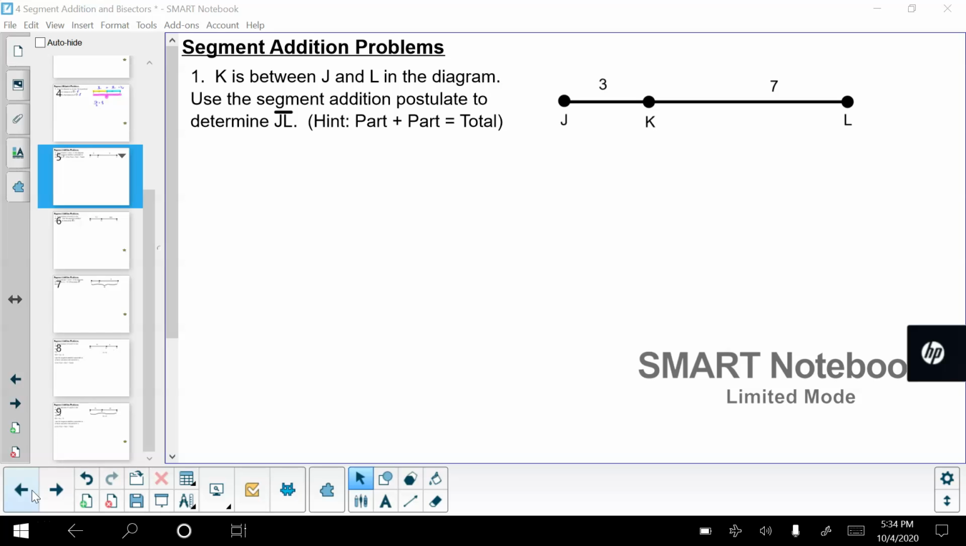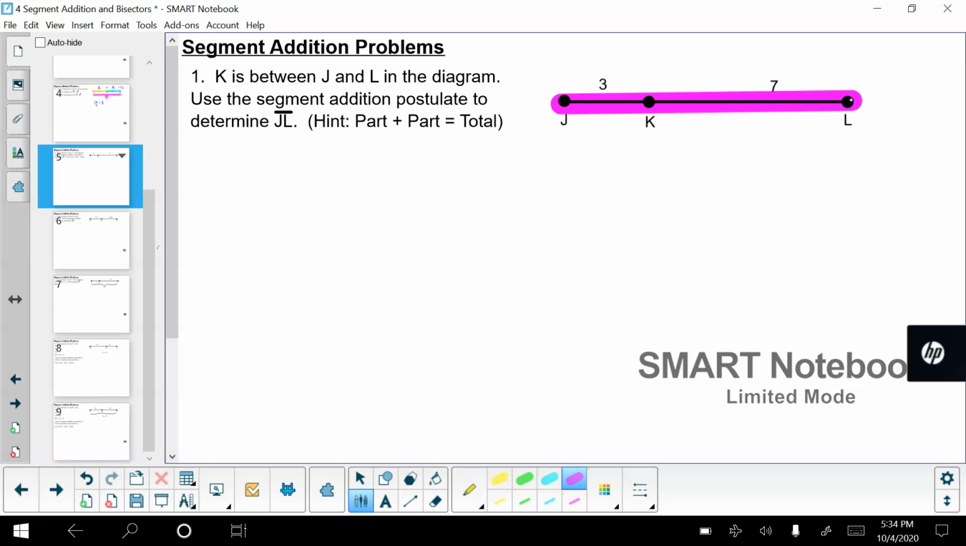Let's look at question number 1. It says K is between J and L, which is shown in the diagram, and it says to use the segment addition postulate to determine JL. So what it's asking for is for us to figure out the length of the entire line segment. Now it's given us two important pieces. It's given us line segment JK, which is 3, and it's given us line segment KL, which is 7.